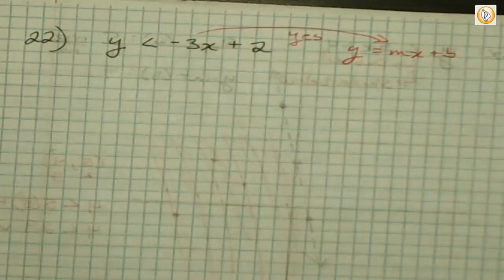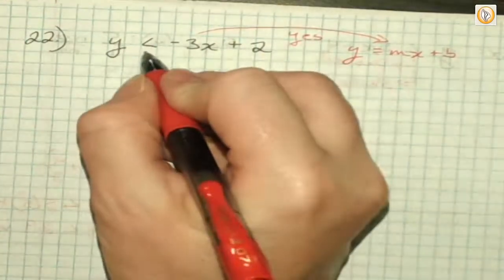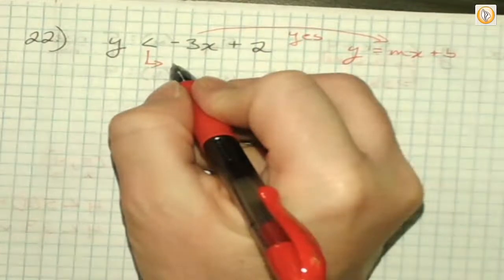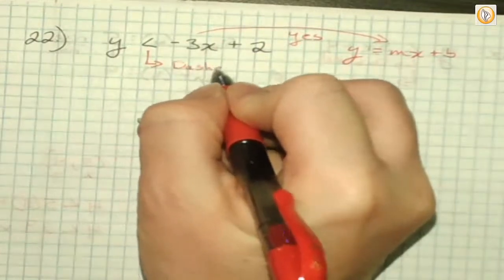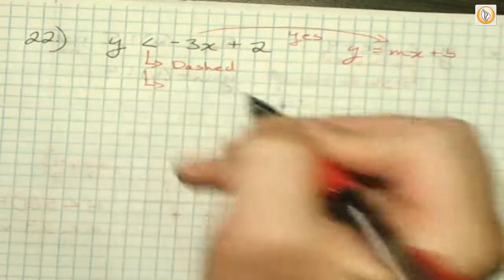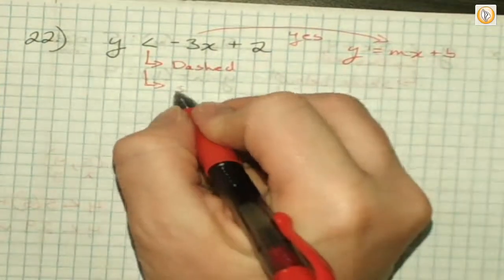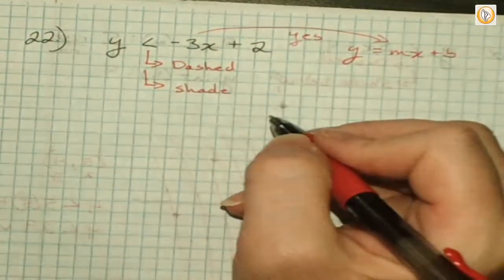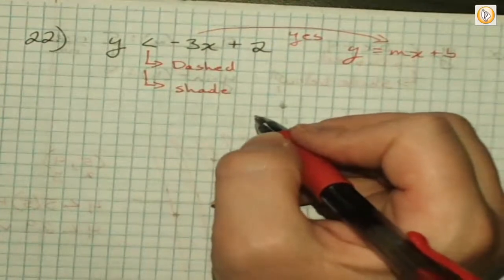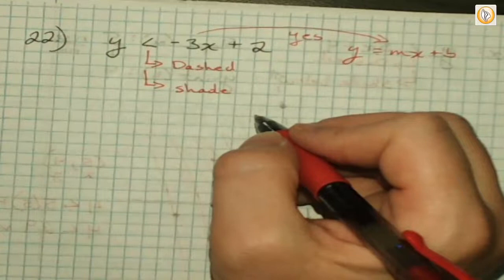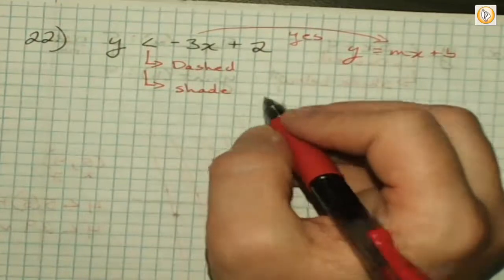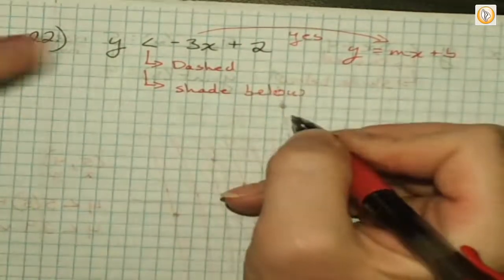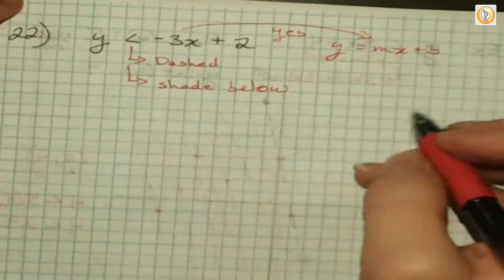Let's see, this time I am going to pick on Emily. All right, is this solid or dashed? Very good, you're correct. It's dashed. Emily, am I shading below or above? Below. Are you sure? Yes. All right, so we're going to shade below, because that's less than. Good job.